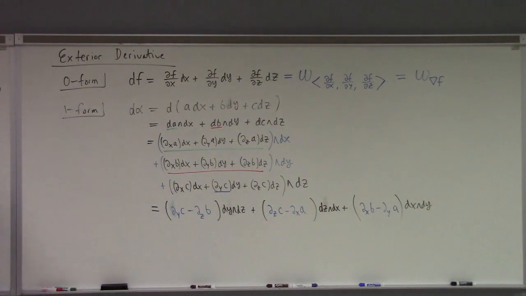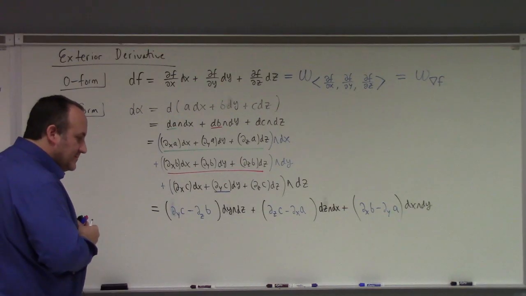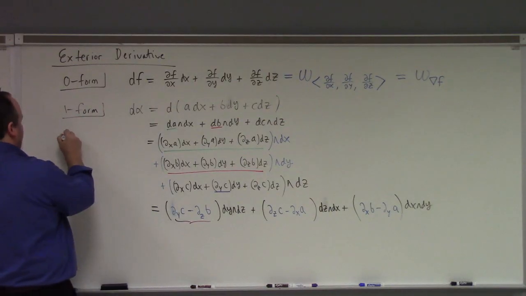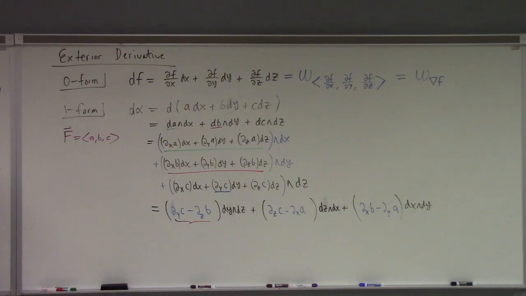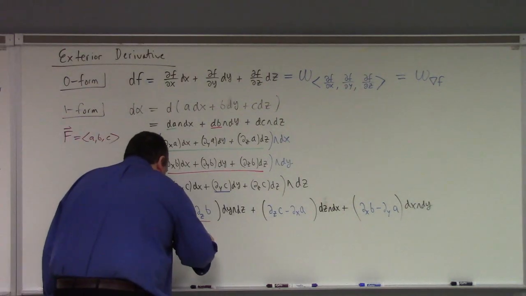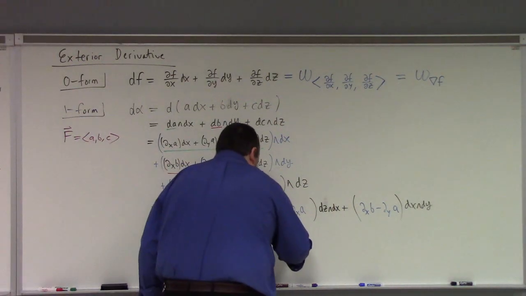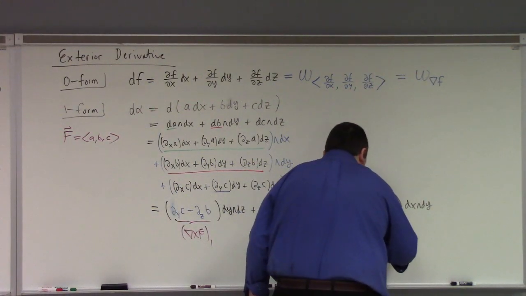What are we looking at? Can you guys smell what I'm cooking here? What's that? A curl, right? Let me say the vector field F is ABC for the sake of discussion. This is the curl of F. It's the first component of it. This is the second component of the curl of that F. And this right here is the third component of the curl.